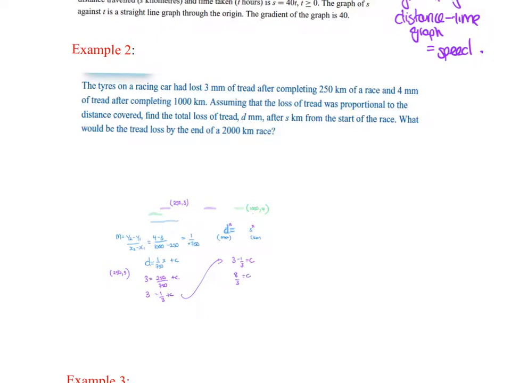Are you happy with that? I'm doing that fraction stuff in my head a lot quicker. Can you see how you need to know fractions? I changed that to thirds. That's like 9 over 3, isn't it? So your distance is actually D equals 1 over 750 times S, plus 8 over 3. And that's fine. Leave it like that. Okay.